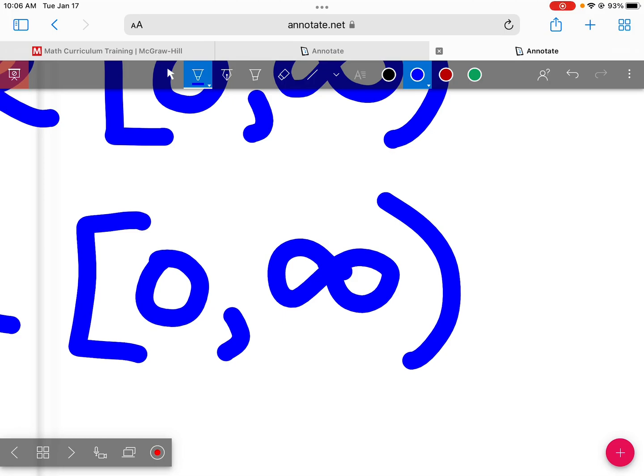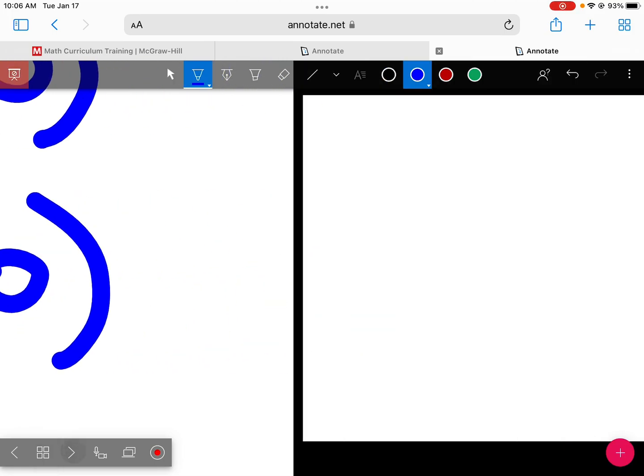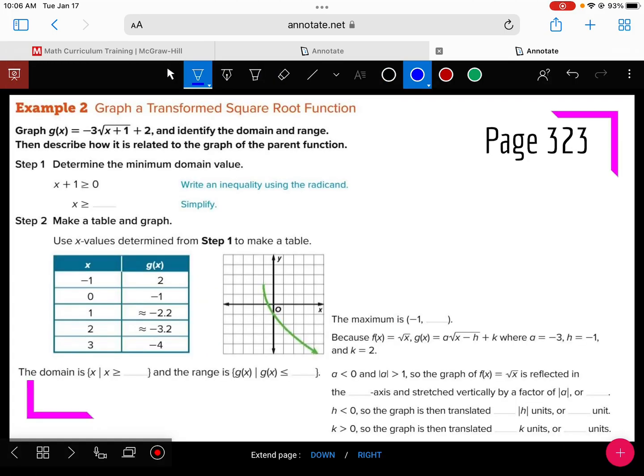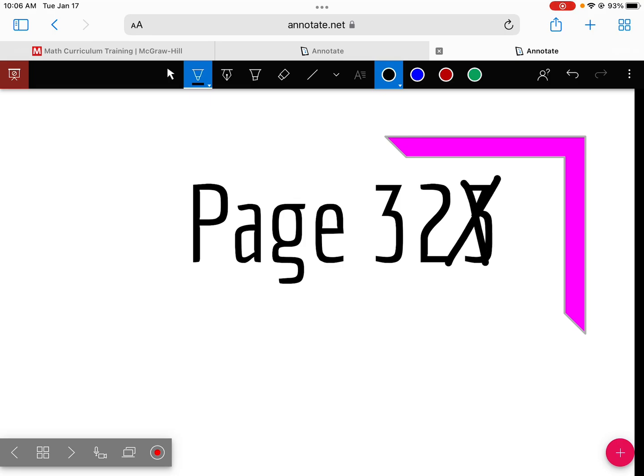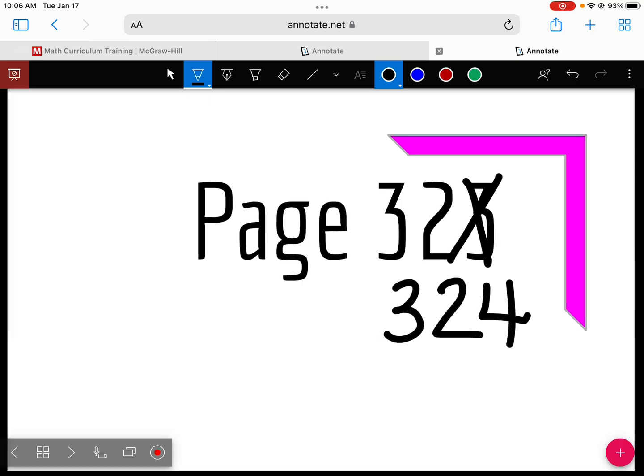Is it still on 323? I think, sorry, it might be on page 324, and I have my page numbers wrong. Page 324? Yeah. Let me fix that. Page 324, there we go.